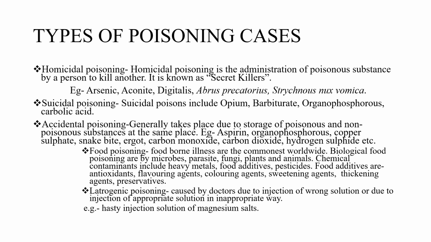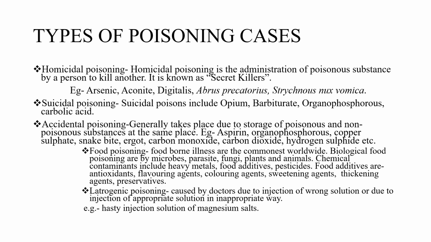Some poisons which can cause accidental poisoning are aspirin, organophosphorus, copper sulfate, ergot, carbon monoxide, hydrogen sulfide, etc. Accidental poisoning is divided into food poisoning. The foodborne illnesses are the commonest worldwide.